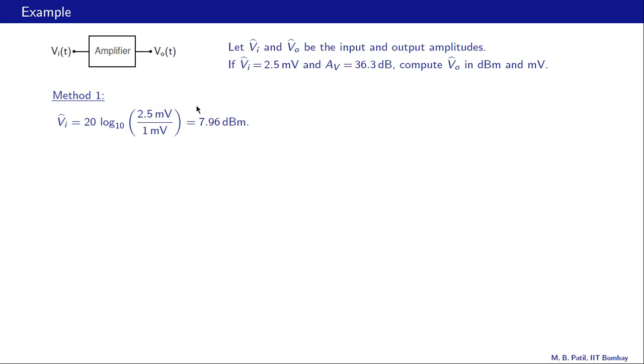There are two ways of doing it. One, we start with Vi cap and convert that into dBm. How do we do that? 20 log to the base 10 of Vi cap, which is 2.5 millivolts, divided by 1 millivolt, and that turns out to be 7.96 dBm.